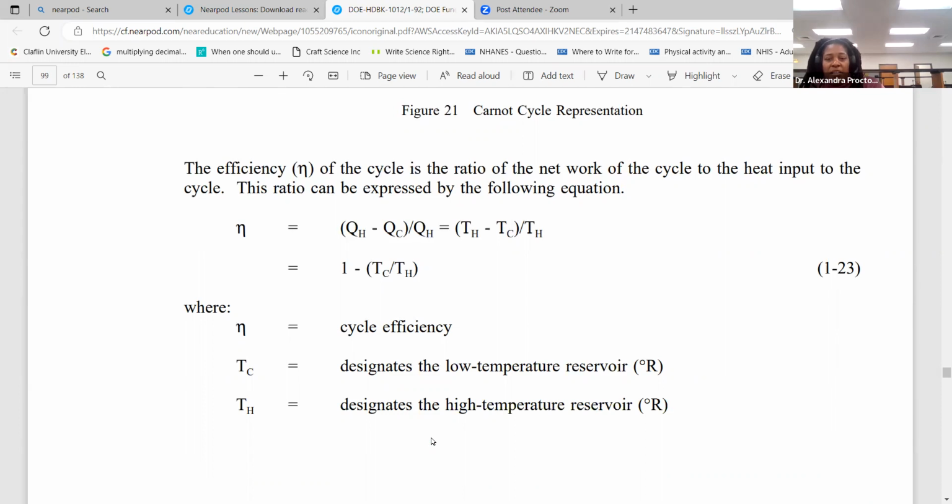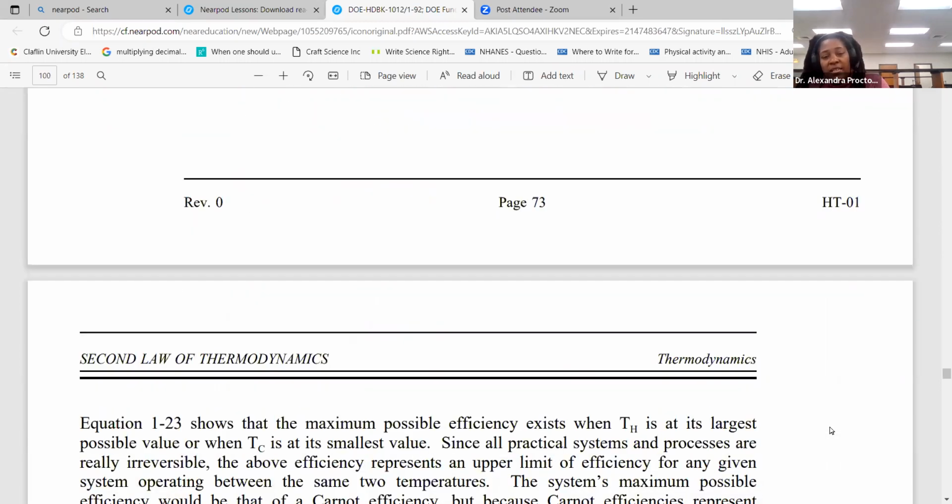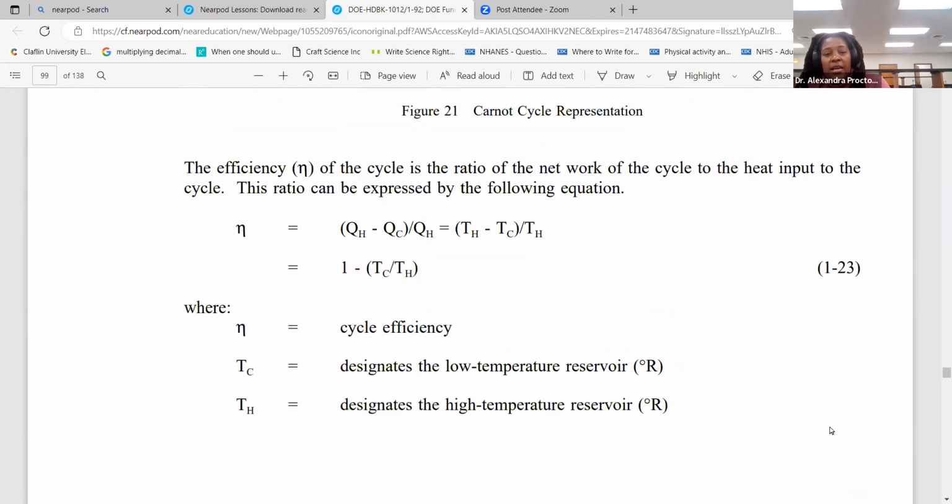So efficiency of a cycle is the ratio of the net work of the cycle to the heat input to the cycle. And the ratio is expressed as eta is equal to QH minus QC divided by QH, or TH minus TC over TH. Eta is also equal to 1 minus TC over TH. So eta is the cycle efficiency. TC is the low temperature of the reservoir, and that's in degrees Rankine. TH is the high temperature of the reservoir, which is in degrees Rankine. Okay, so they're going through and defining these variables.